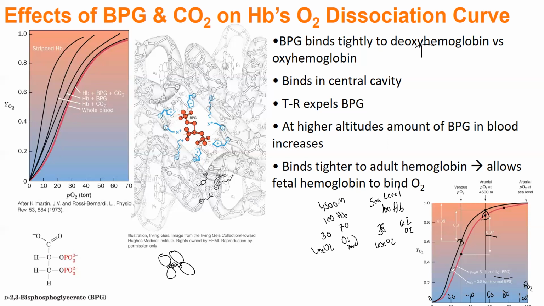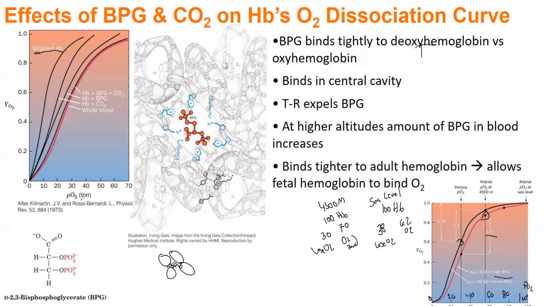And why do we need BPG at all? If you didn't have BPG, you would never be able to deliver oxygen to your tissues. The hemoglobin would basically never let go. That's what's being shown in stripped hemoglobin. If you look at the fractional saturation there, it really does not let go of the oxygen except at very, very low oxygen pressures, which we never see in the body.